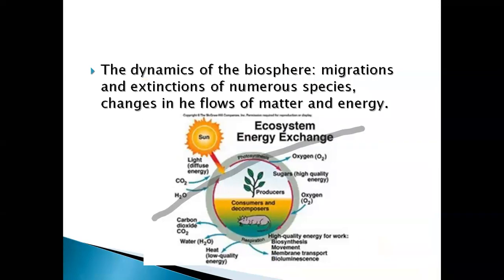Okay, so the dynamics in the biosphere. So there are numerous species that will migrate from one place to another place, and sometimes they will extinguish because they don't adapt to the new environment. They can't find food, they can maybe reproduce. So then what changes is the flows of matter and energy in the different cycles of life, biochemical elements. Questions until here?